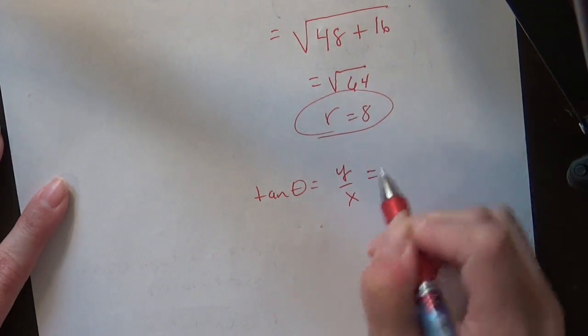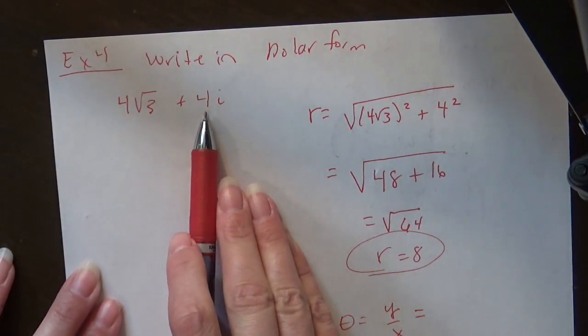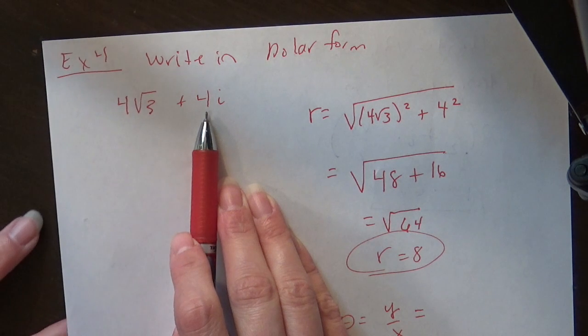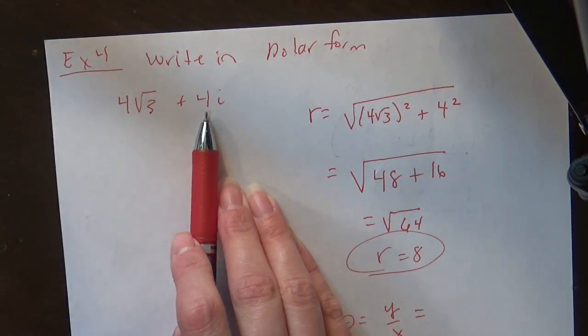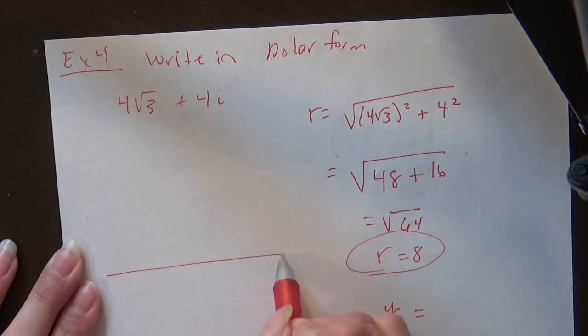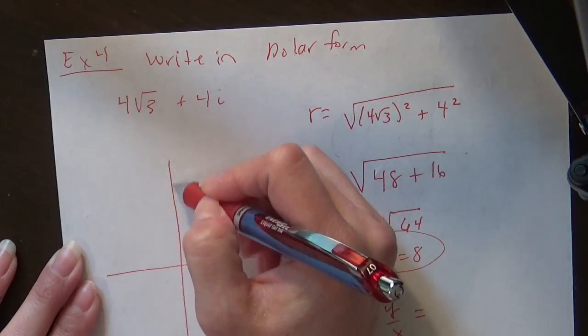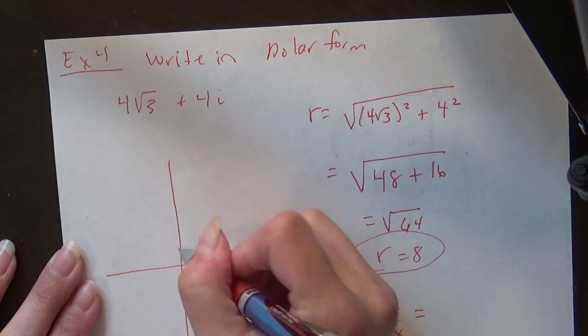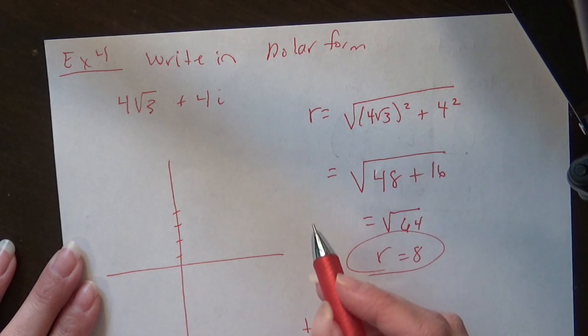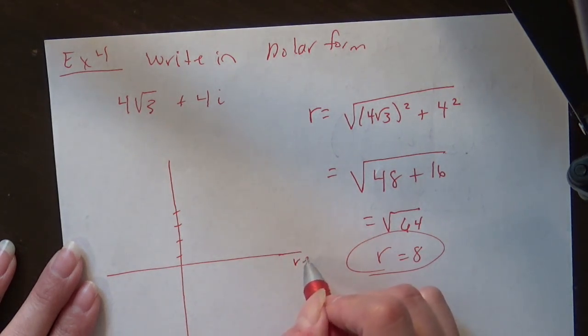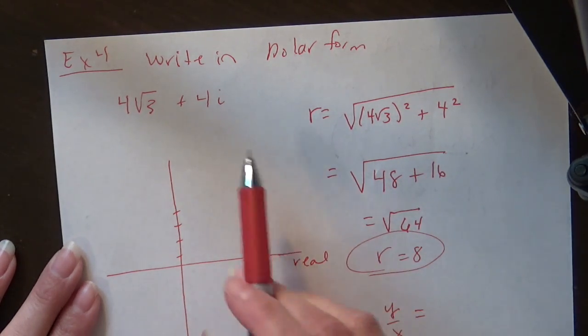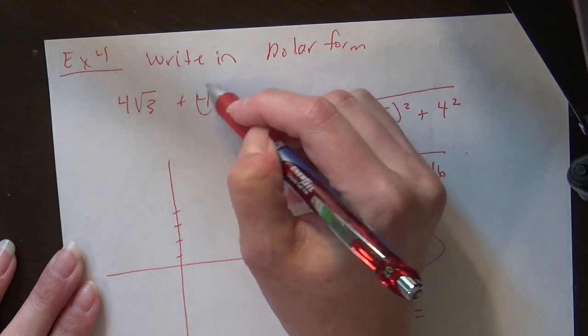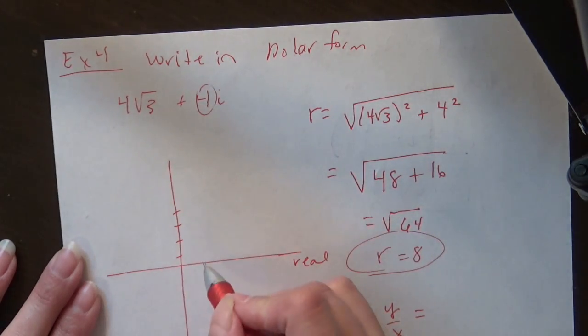Okay, y comes from the imaginary part of your complex number, so y is 4. And the reason for that is if you graph it, the y-axis is the imaginary axis, and the x-axis is the real axis. So that means that this number is going to be the y value, this number is going to be the x value.